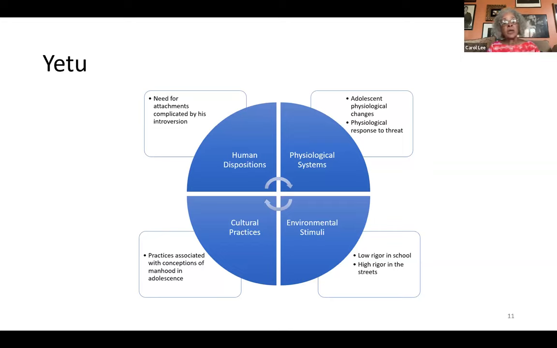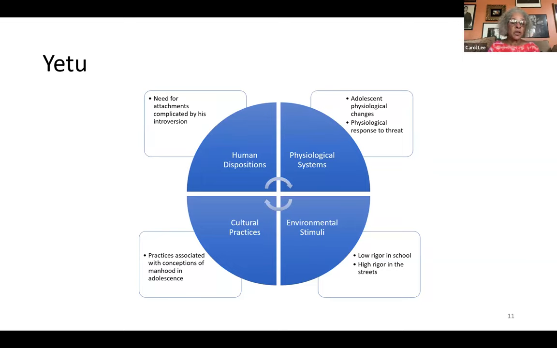So in terms of human dispositions, we're disposed as humans to seek attachments with other human beings. We know that human babies, when they're born, pay more attention to human beings than to objects. So the importance of attachments and relationships is well established in the scientific literature. For this young man, in terms of individual variation, he happens to be very introverted. And so he's a freshman in high school at the time of the study. His uptake of this need for attachment, for him as an individual, is complicated by his introversion. In terms of physiological systems at play, he's in early adolescence, which means there are physiological changes taking place as he transitions into adulthood, and that these physiological processes are very sensitive to any perceptions that he has of threat.